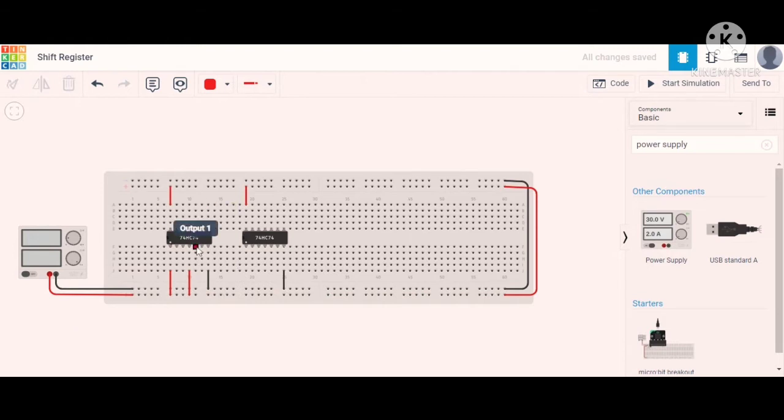So now here you see that this is the output 1. As we very well know that in order to connect the, so let me show you the screen, just a minute.